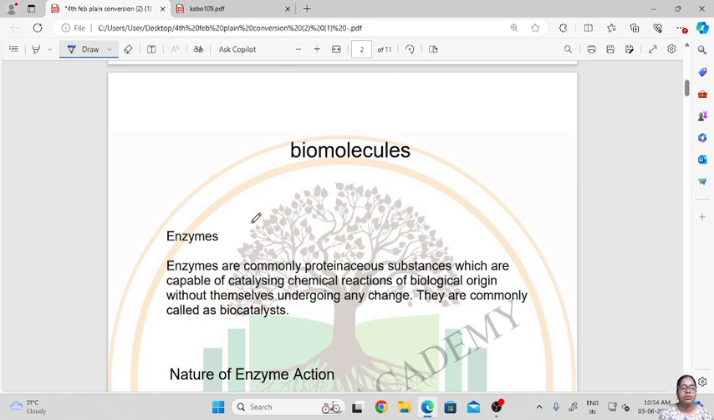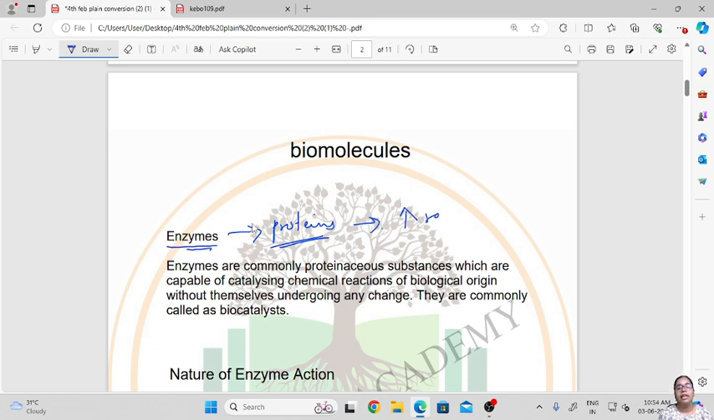So what are enzymes? Enzymes are commonly proteinaceous substances which are capable of catalyzing chemical reactions of biological origin without themselves undergoing any change. So they are commonly called biocatalysts. Enzymes are basically proteins which will help in increasing the rate of the reaction.